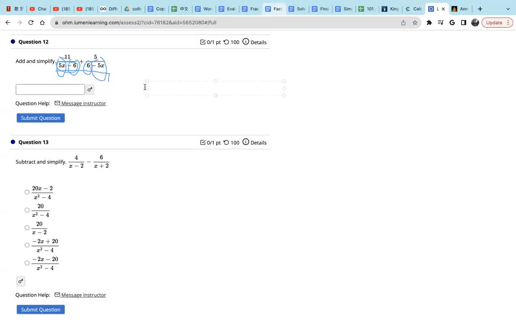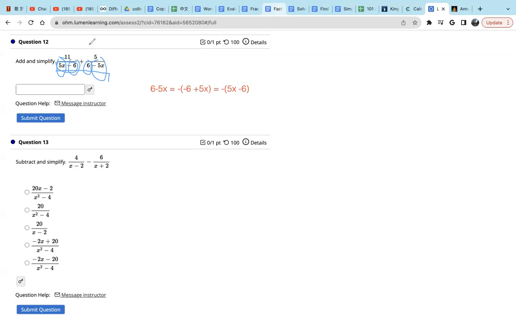So 6 minus 5x equals negative. So we can factor out the negative sign. Negative 6 plus 5x, right? Or better to write as negative 5x minus 6. So the second denominator, 6 minus 5x, is a negative 5x minus 6.